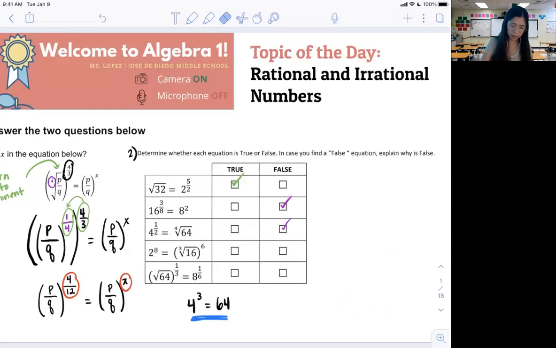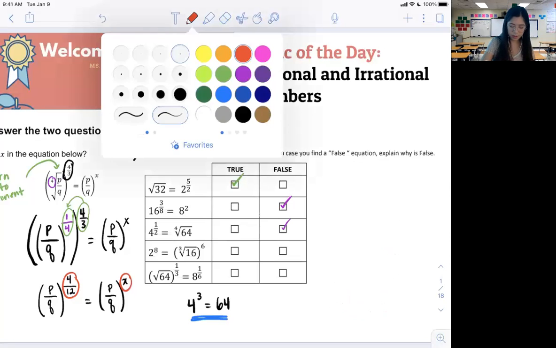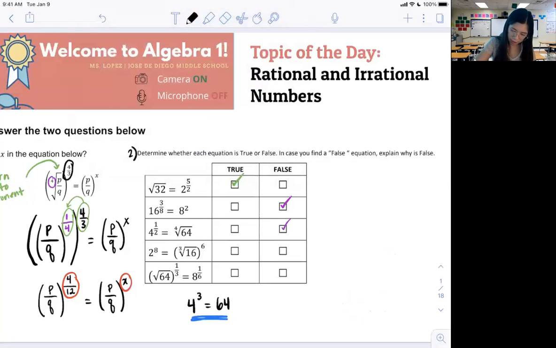Okay, 2 more. So 2 to the power of 8, and then the cube root of 16 to the power of 6. What do y'all think? Let's maybe turn things into exponents this time instead of radicals. So how do I convert that into an exponent?